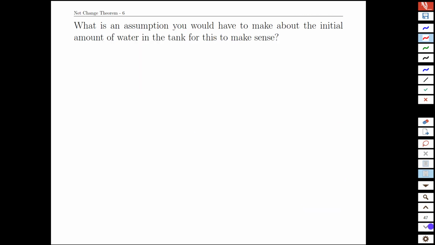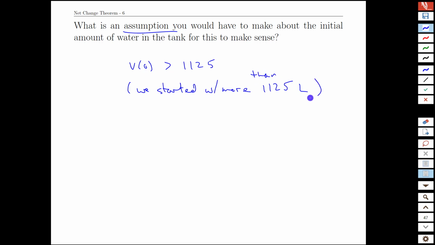Now, of course, there's a little asterisk in this, which is we have to assume that V of 0 is larger than that 1125, i.e. that we started with enough water in the tank so that we could actually lose that much water without getting some weird time warp thing or having virtual water. More than 1125 liters.